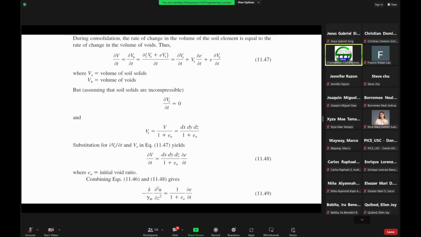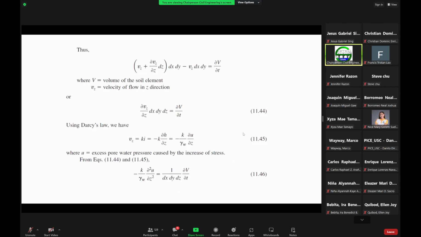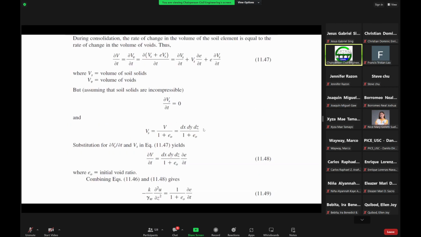So that means this one here is zero, this one here is also zero, and what is left is this one here. But V sub s, the volume of solids, is equal to the total volume over 1 plus the initial void ratio. And considering our soil element, the soil element has dimensions dx, dy, and dz.